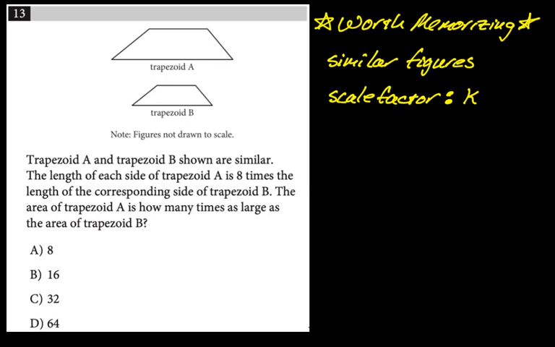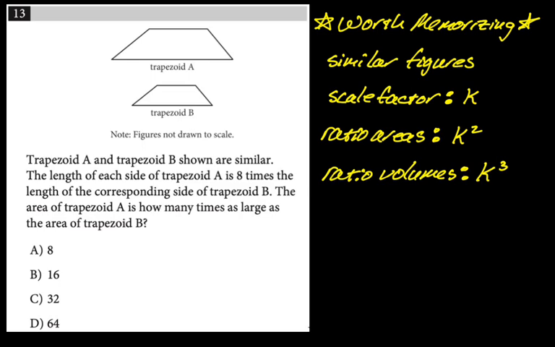When you have the scale factor, the ratio of the areas of those similar figures is always just going to be k squared. It's the scale factor squared. If there's volume involved, it would be k cubed. So memorize that so that you can just do it. This problem is like a free points problem if you have that memorized.